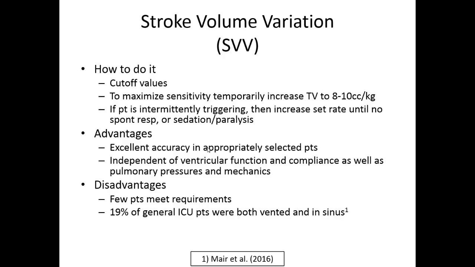And then that positive pressure ventilation has to be large enough, it has to be enough pressure to move a significant amount of blood. So the recommendations are to increase the set tidal volume to 8 to 10 cc's per kilo, and to make sure the patient's not taking any spontaneous breaths. So you can increase the rate, or you can paralyze them or sedate them.